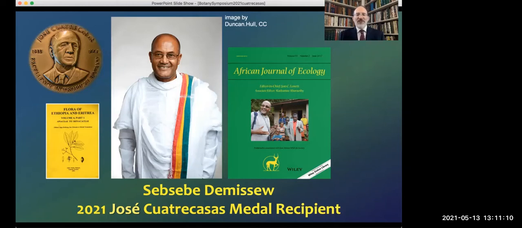The Cuatrecasas Medal Selection Committee took special note of Professor Demissew's many accomplishments as a scientist, tropical botanist, and educator. We noted his lifelong work to document and conserve Ethiopian biodiversity with its rich endemism, including leadership of the Ethiopian Flora Project and the National Herbarium. He has been a role model for internationally recognized excellence in the botany of tropical Africa. Congratulations, Professor Demissew, and we wish we were conveying this medal to you in person. Thank you.